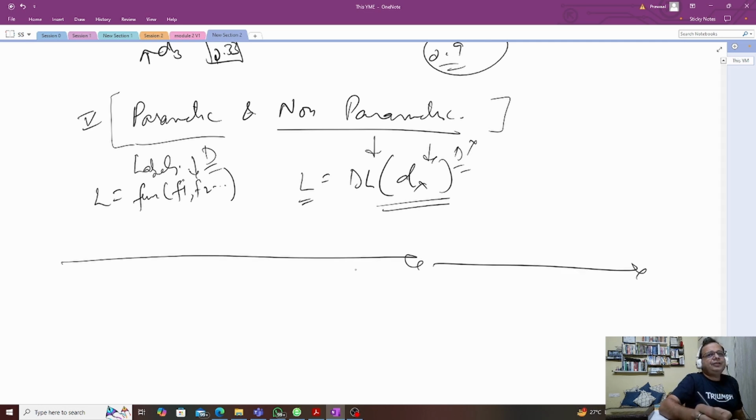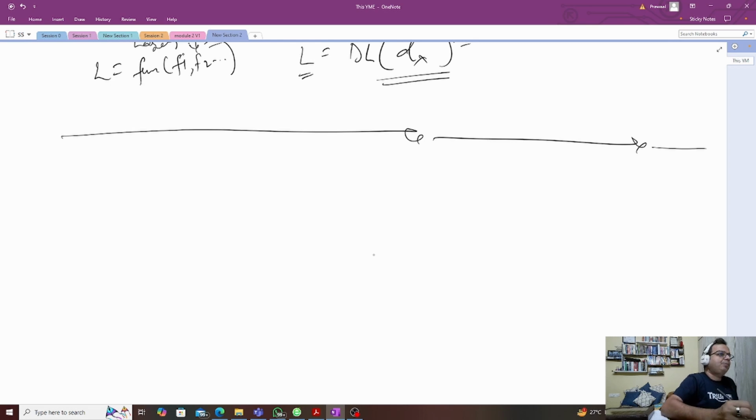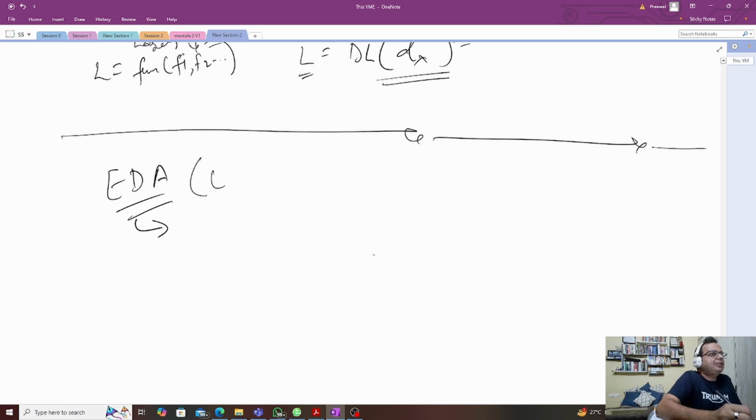Okay, so we are done with the classification of machine learning. Next topic, as per the syllabus in this reading, is on EDA, which is a very important topic in practical sense also, when you actually work on machine learning problems, and with respect to the exam also. So EDA stands for exploratory data analysis.